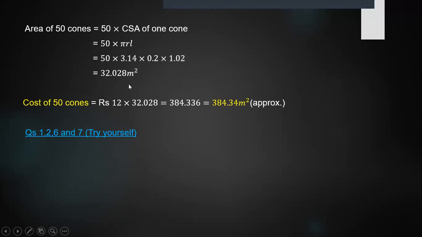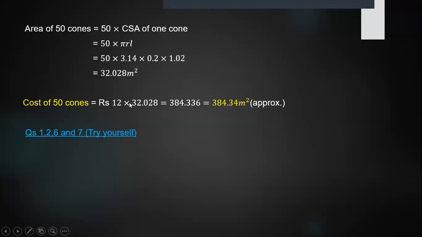What are the rounding off rules? I'm just going to revise that for you. If the value is 5 or more than 5 in the end, then the digit before that increases by 1. If the value is from 1 to 4, then the digit before that does not change, it remains the same. But over here, since the value is 8, you can write the answer as 32.03 meters square.